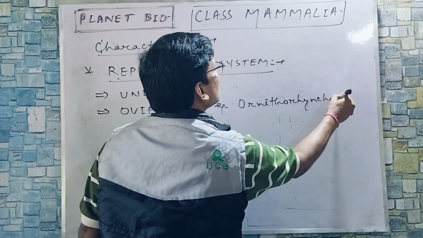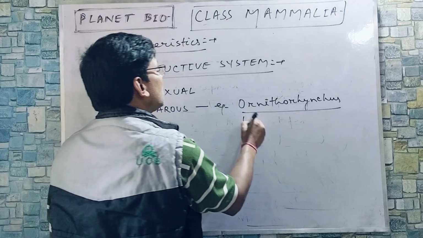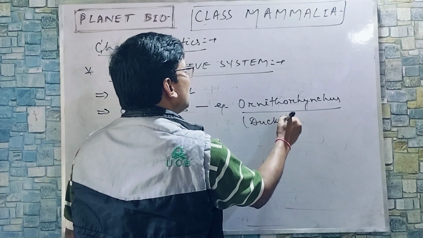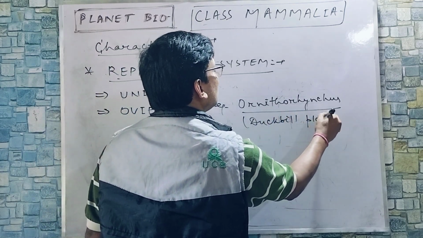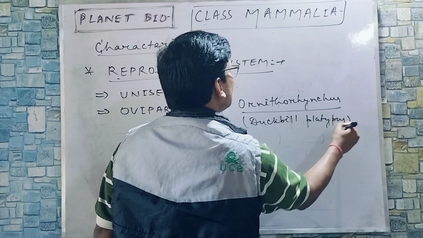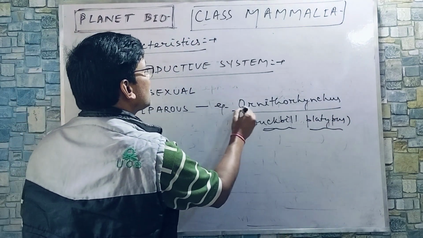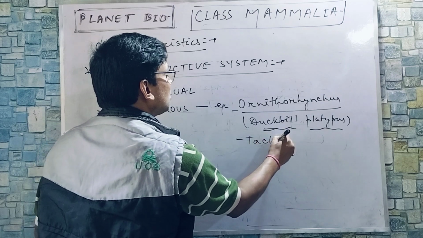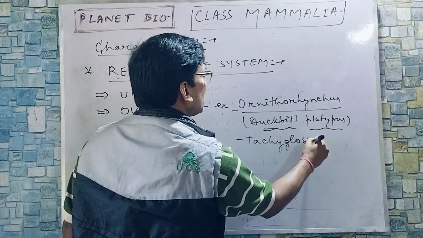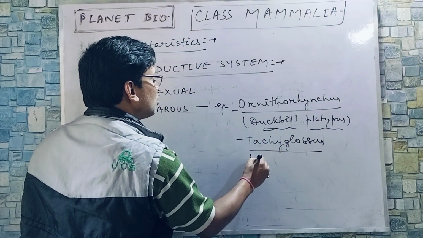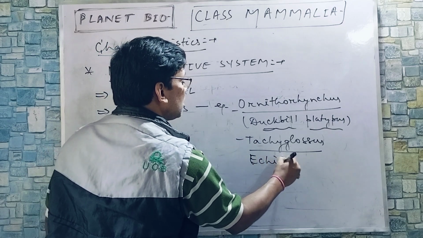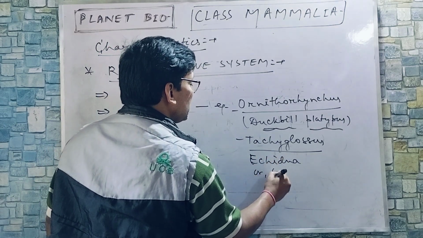Oviparous mammals, for example Ornithorhynchus, which is also known as the duckbill platypus. Another one is Tachyglossus, also known as echidna or spiny anteater.